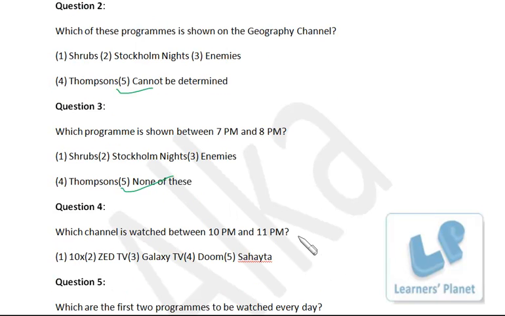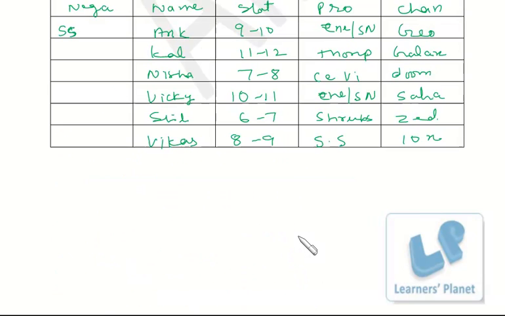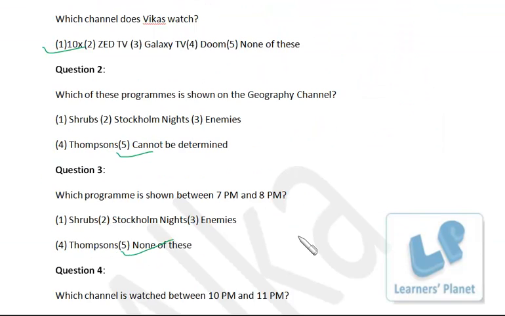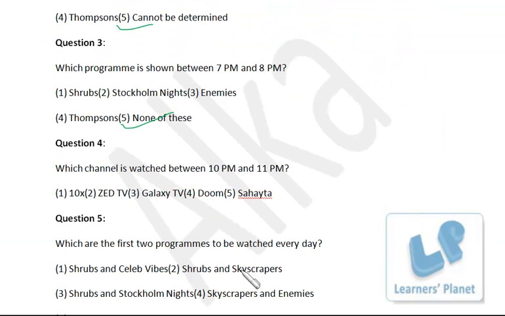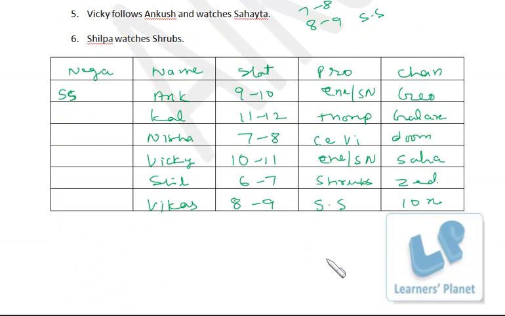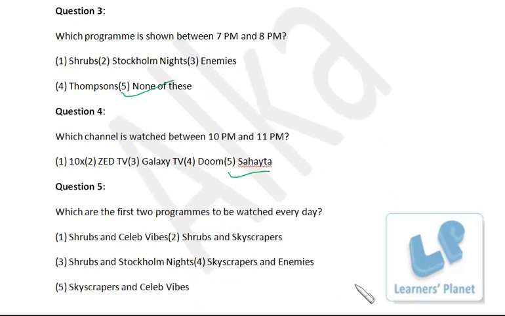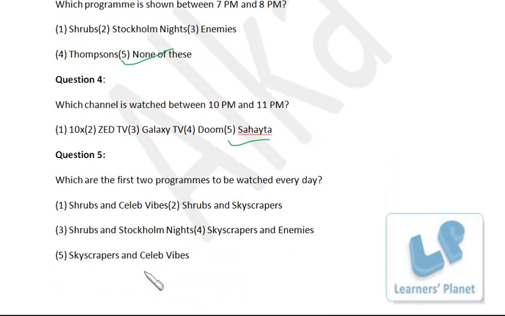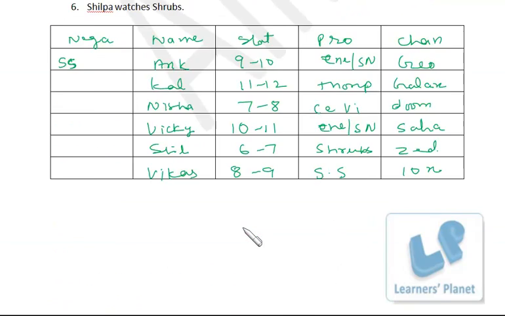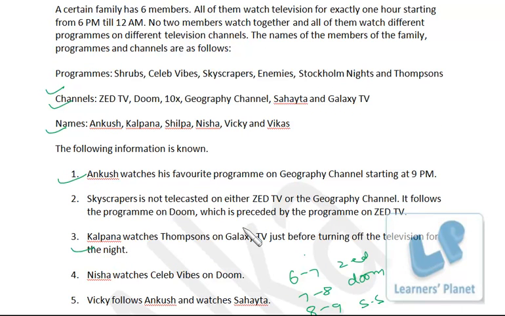Which channel is watched between 10 and 11? 10 to 11 we have the Sahayata channel, so that's this. Which are the first two programs to be watched every day? That is 6 to 7 and 7 to 8. 6 to 7 Shrubs and 7 to 8 Celeb Vibes. Okay, so that is option 1. So all the questions can be answered very easily in just 1 minute. So I hope you are clear with this arrangement.